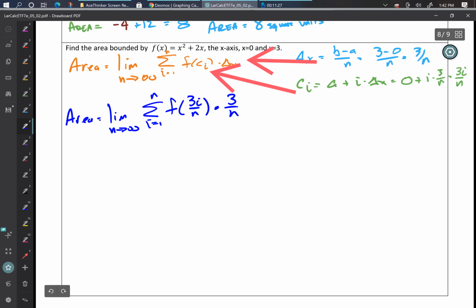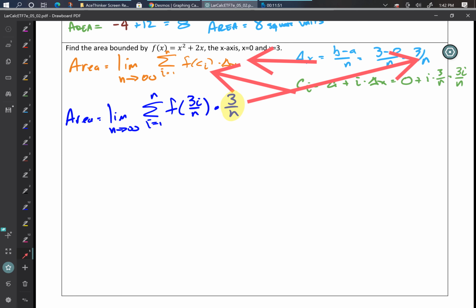Now I have had a couple students get confused because they think that this is missing an i. So be careful. Remember that that is delta x right there. That's the delta x. It doesn't have the i in it. Oftentimes, it's very common for delta x and your c sub i, your sample point, to look really similar.